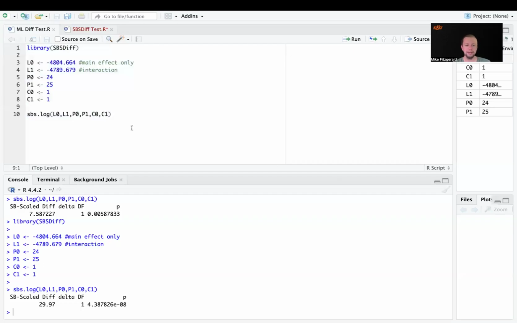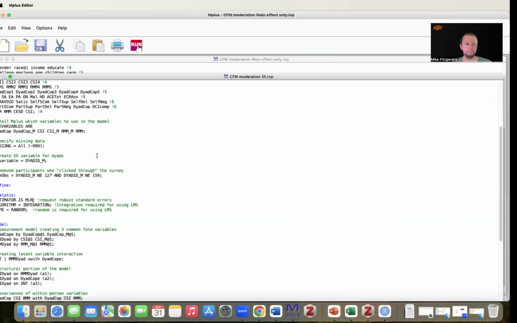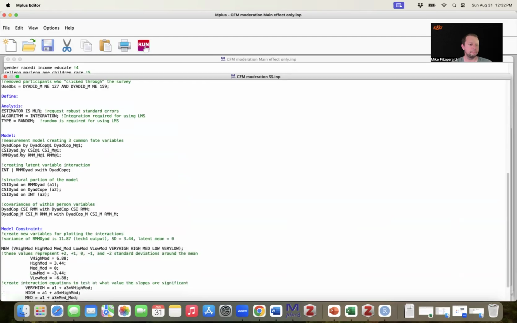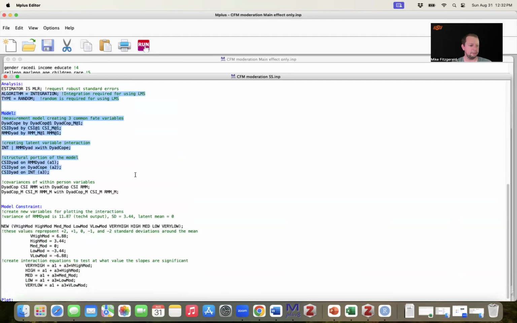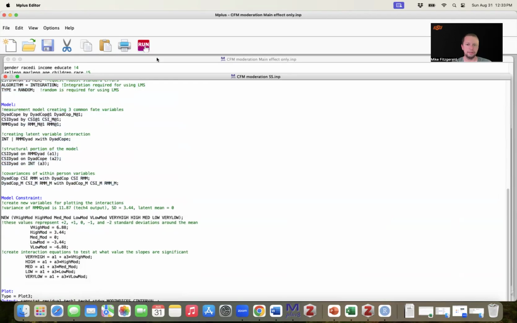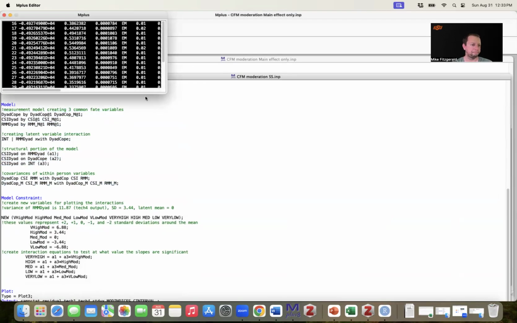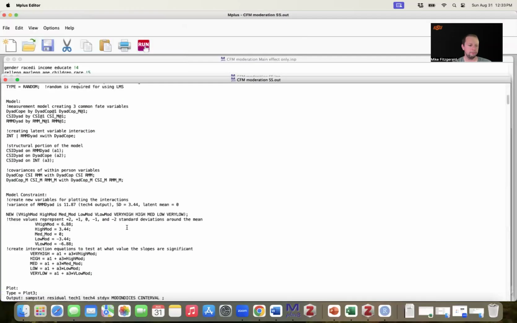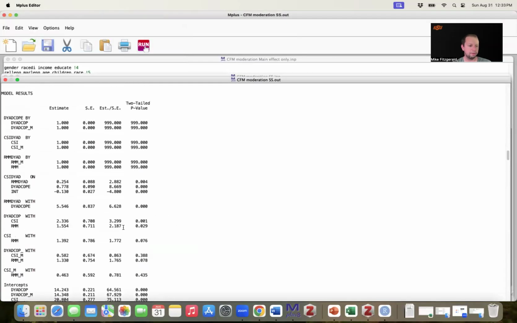Right? So that is how you empirically test the log likelihood difference test, or the chi-square difference test, or the log likelihood chi-square difference test, using R, specifically this SBS diff package. Right? And then we're going to specify everything else just the same. And actually, I'll need to rerun it. We'll scroll down. All right.